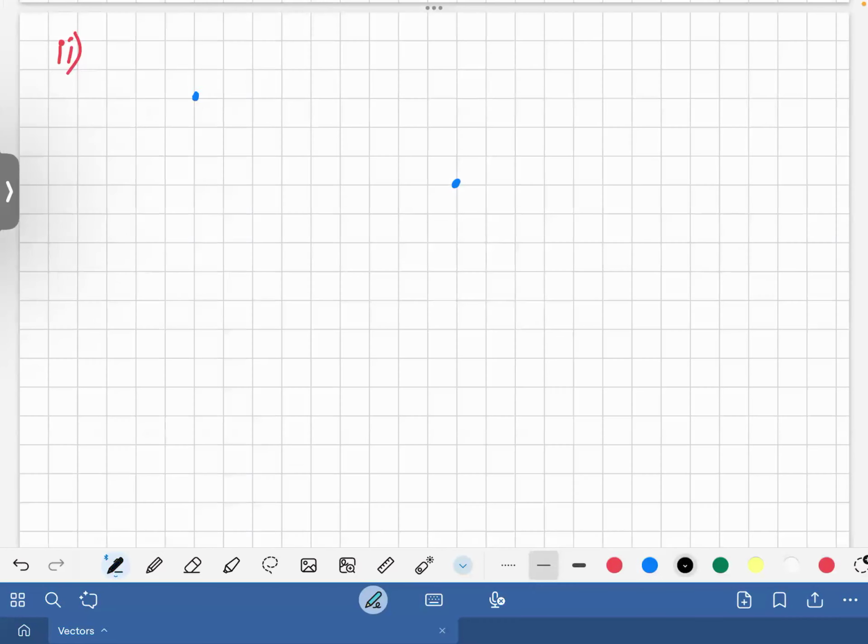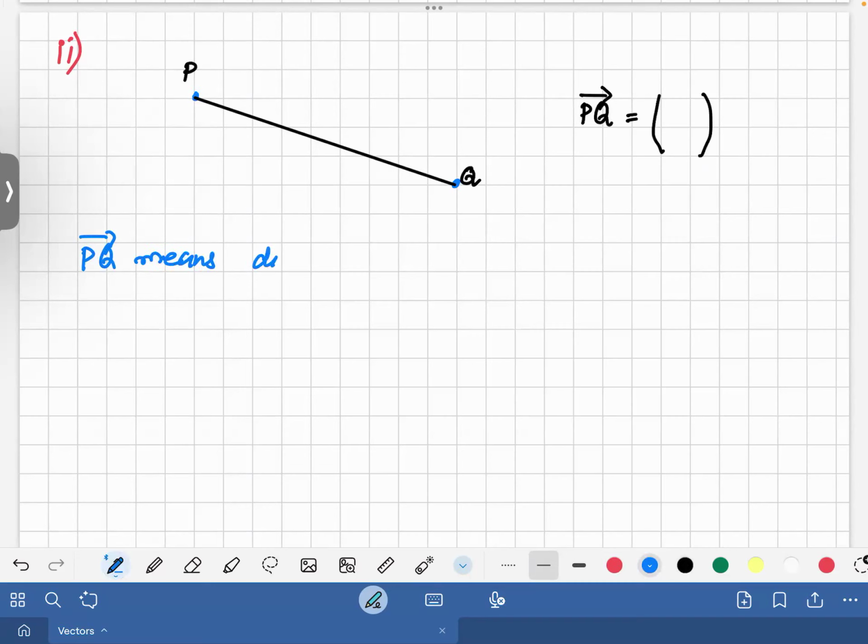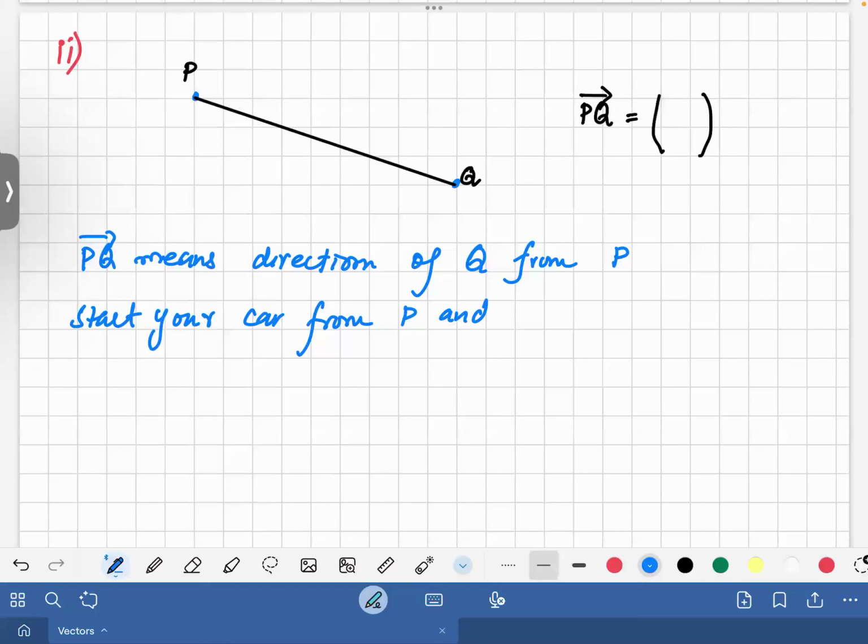Now you can see that these 2 points are here. Alina, I am joining these 2 points and I'm going to name the line PQ. Agree? Now the examiner is asking, what is PQ vector? PQ vector means, in daily life, direction of Q from P. So start your car from P and travel to Q.